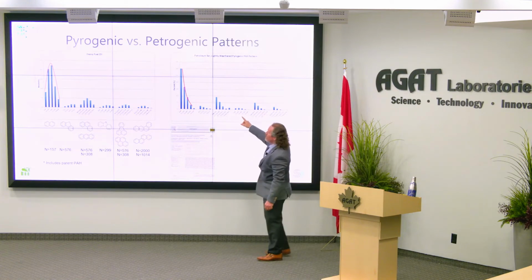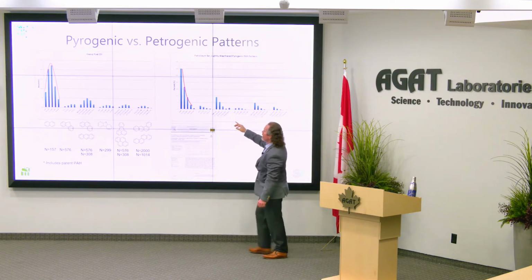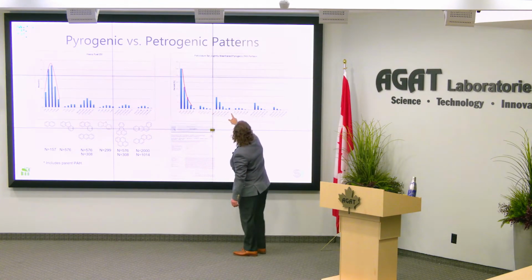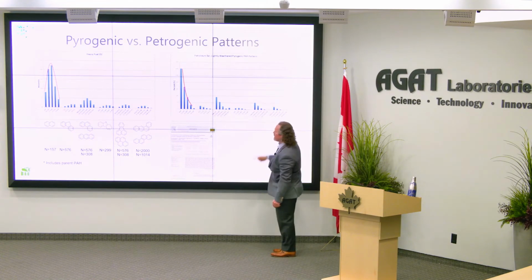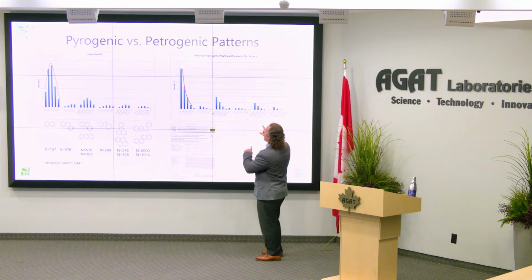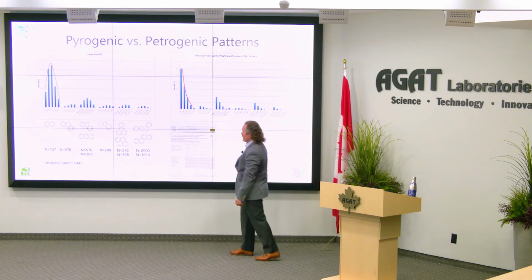Whereas if they were pyrogenically formed, combusted, burned, we always get these scree plots. So you can see the parent PAH is always the biggest. Parent PAH is always the biggest. That's a very easy distinguishing trait between petrogenic and pyrogenic, a very easy way to tell them apart quite quickly.